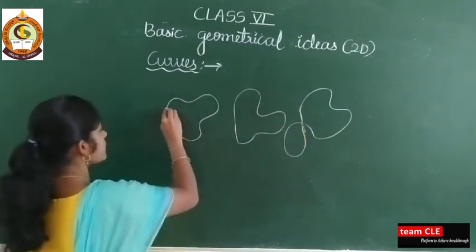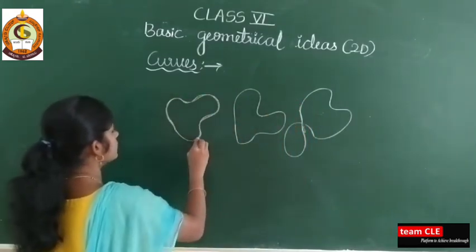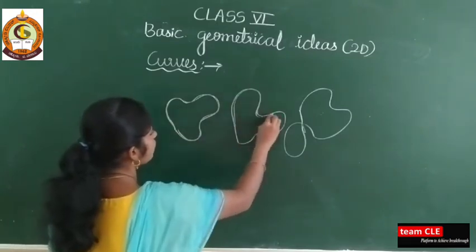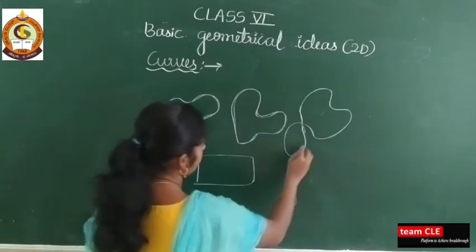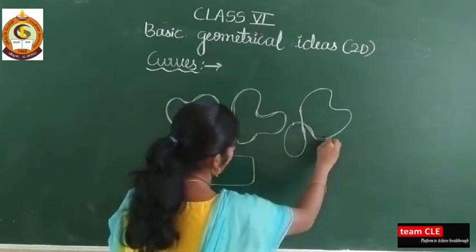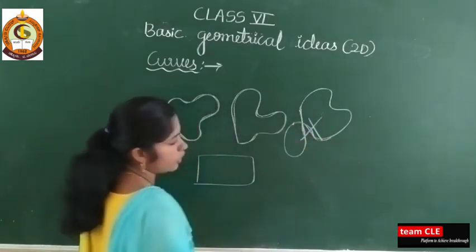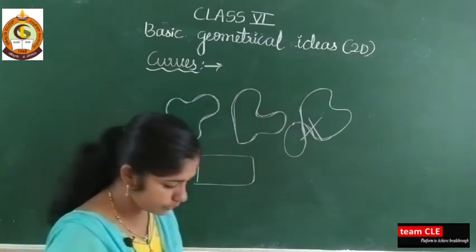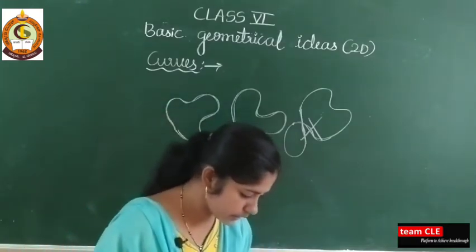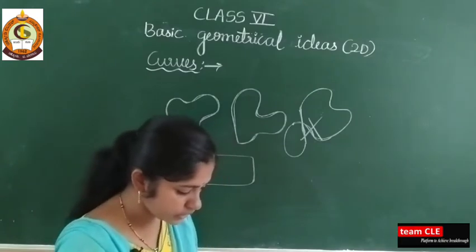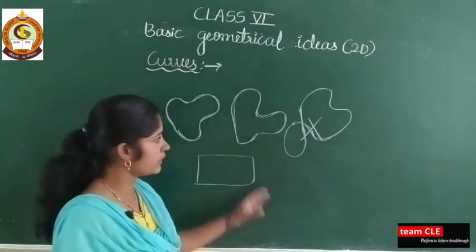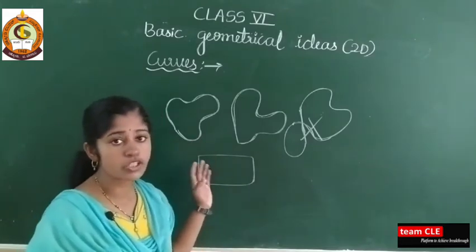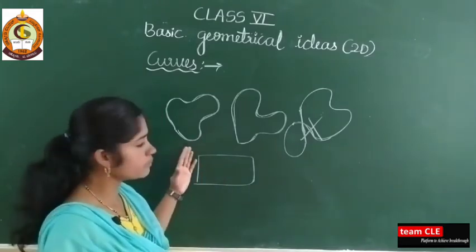See, these curves do not cross themselves. This also is not crossed itself and this also is not crossed itself, but this one crossed itself, so this is not a simple curve. I hope you are getting my point. Simple curve means a curve that does not cross itself is called a simple curve.